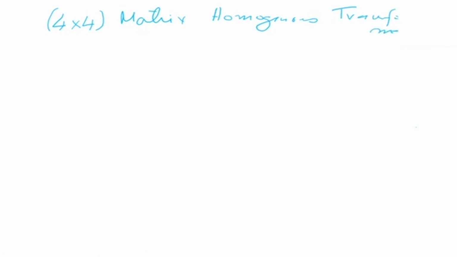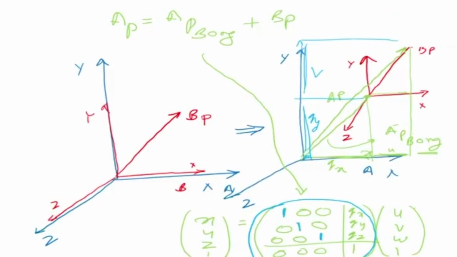Now we have only translated. In the previous case, I did not rotate the two frames, I only translated them, because of which there is no rotation, so this is an identity matrix here.